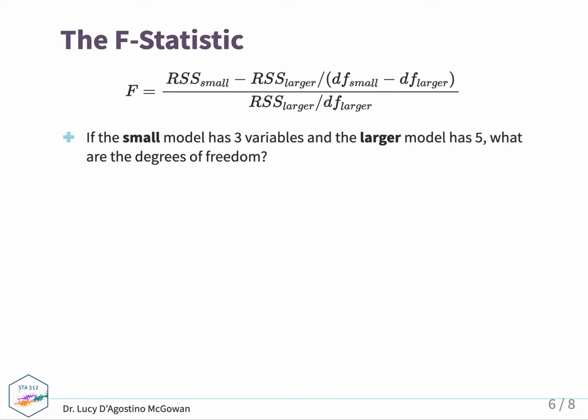And so if the small model has 3 variables and the larger model has 5 variables, what do you think the degrees of freedom are for each of these? The small is going to be n minus p plus 1, and in this case p is 3. There are 3 variables and then 1 for the intercept, so n minus 4. And the large model is going to have n minus 6 degrees of freedom. So 5 plus 1, 6.